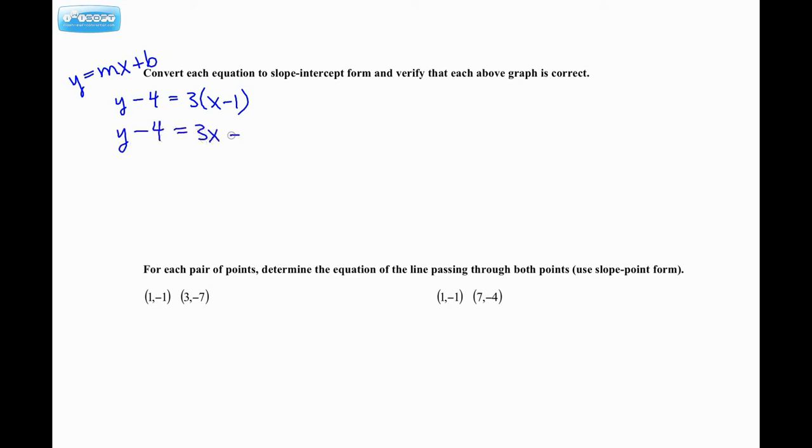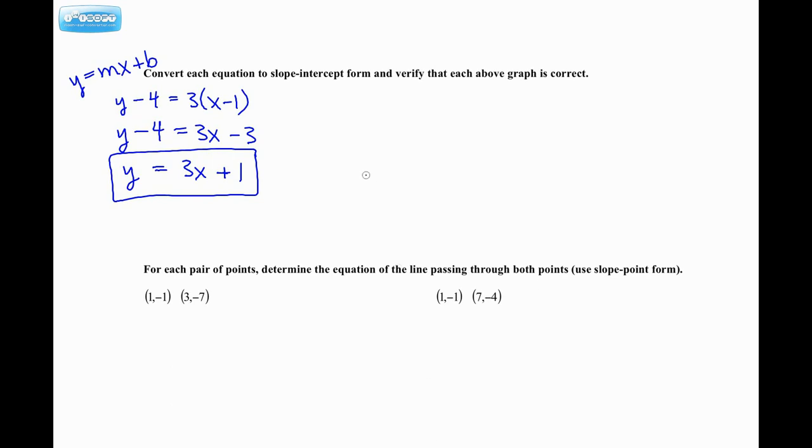So that's 3x minus 3. And now we just need to add 4 to both sides. So that's going to give us y equals 3x plus 1. Okay, so there's our equation in slope-intercept form. And you can see from the graph that it's correct. Okay, the y-intercept is 1, and the slope is still 3.